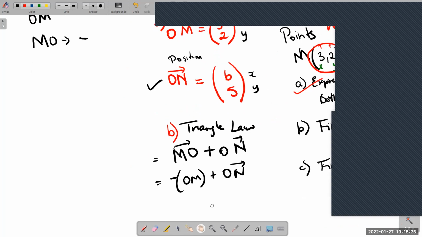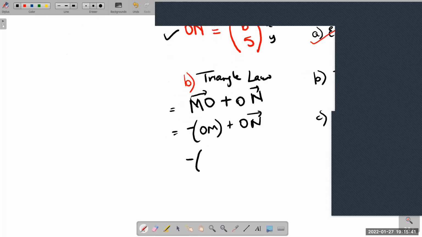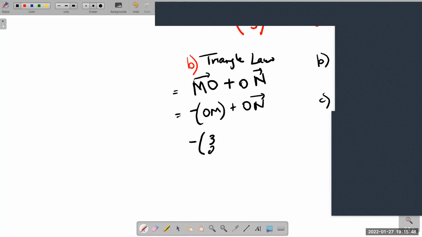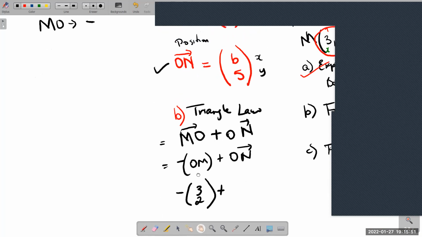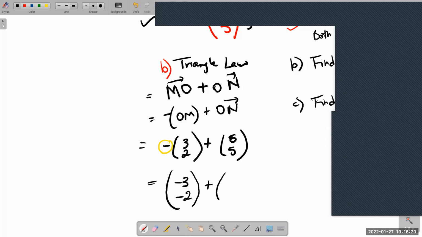How do I find negative OM? I just multiply everything in OM by a negative. So we put the negative. What is OM up here? OM is 3, 2. So we put 3, 2 plus, what is ON? ON is 6, 5. So we break this down. Once we apply the negative to every number inside, this is going to become negative 3 and negative 2, plus 6, 5.